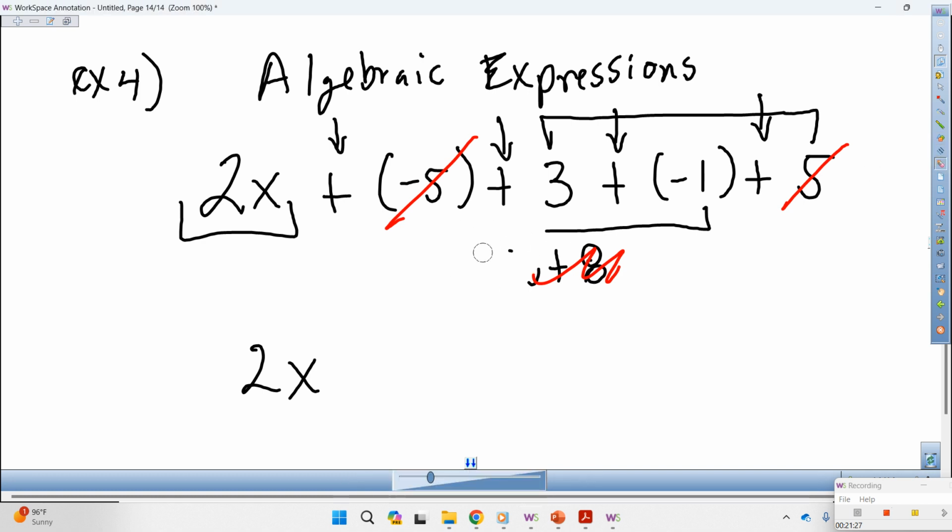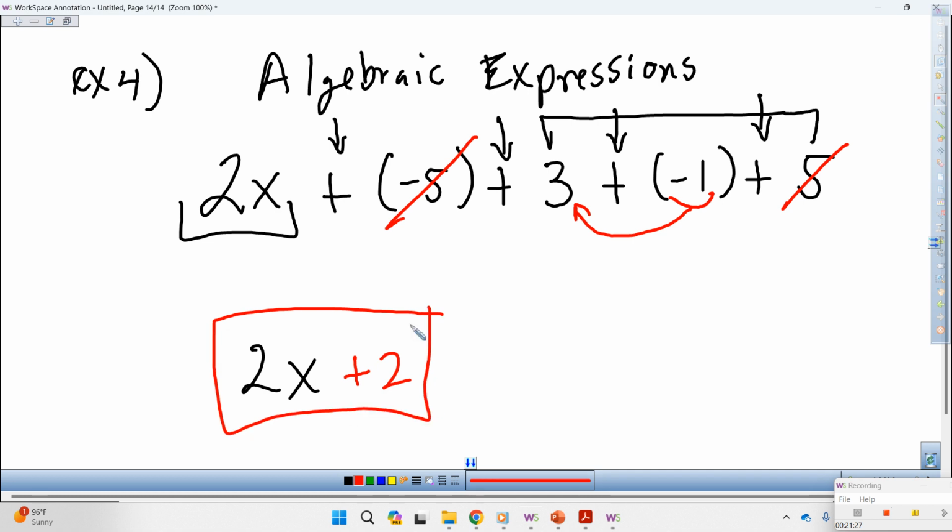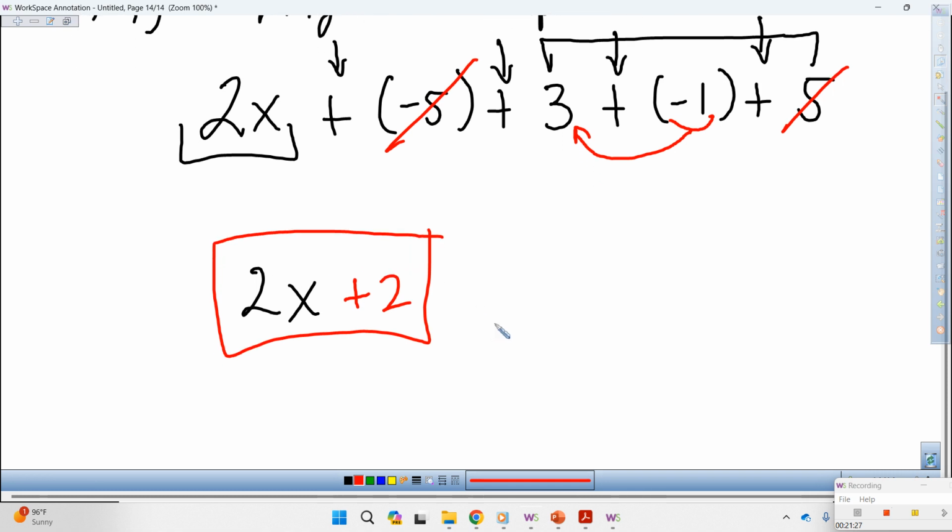Erase this. Here we go. Look at these two. This is the smallest number. Can one of these cancel one of those? And that leaves us with what? +2, and we are done. Is it coming back? All right, let's do another one.